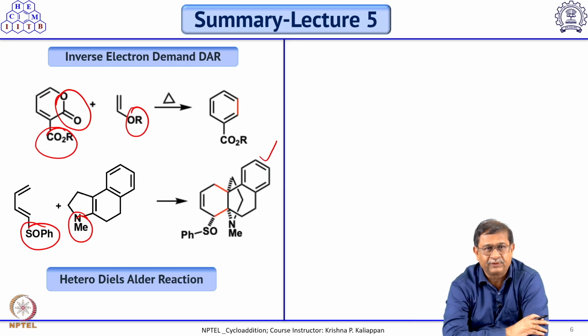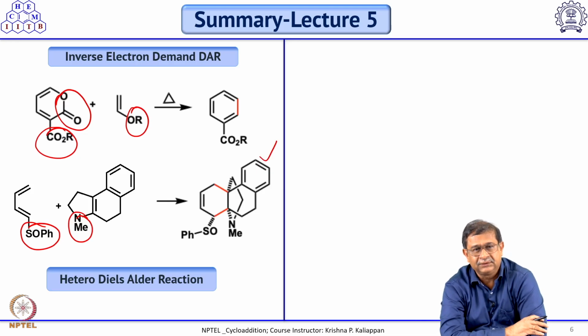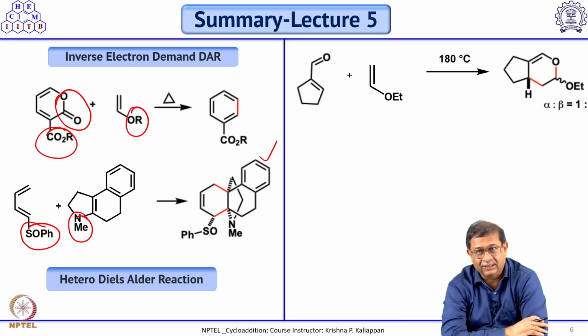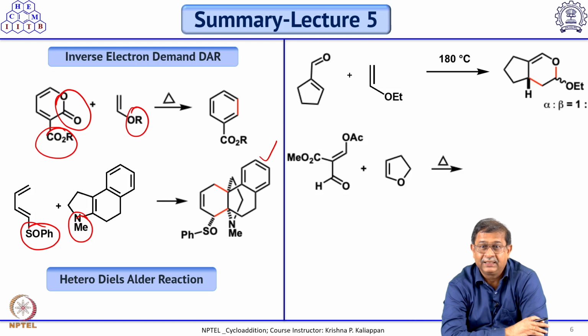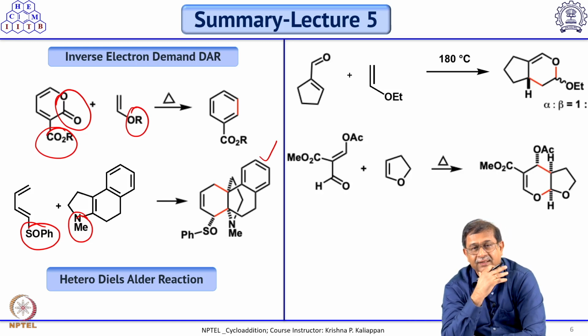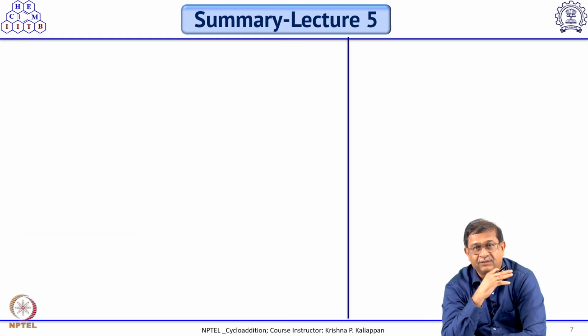Then we also moved from inverse electron demand Diels-Alder reaction to hetero Diels-Alder reaction, where a heteroatom is part of the diene and a heteroatom is also part of the dienophile. And we also discussed a few examples where a heteroatom is part of the diene and dienophile.